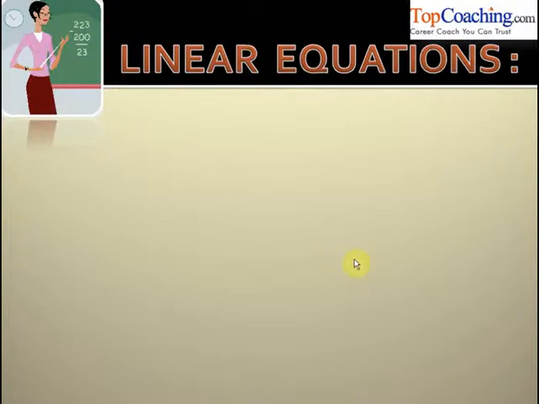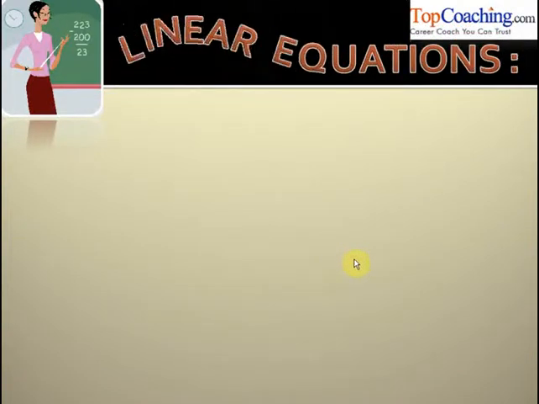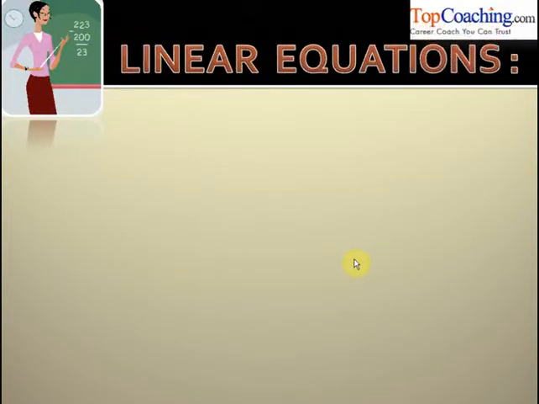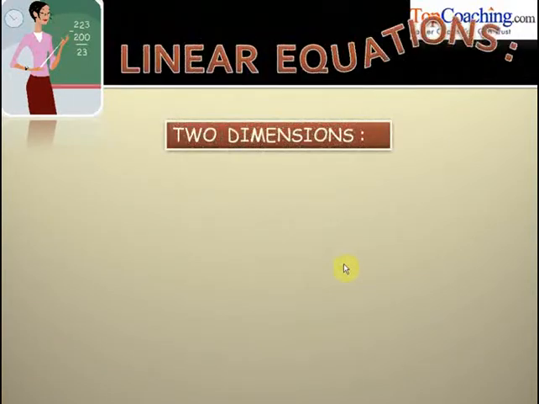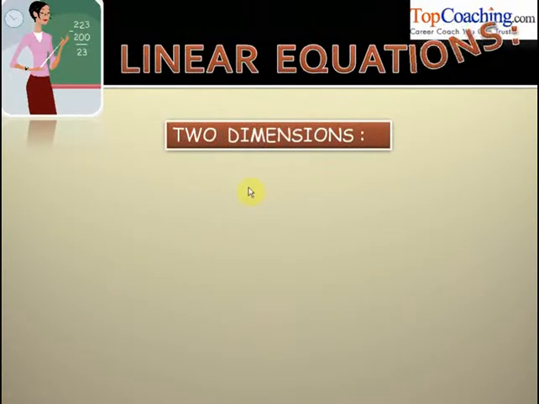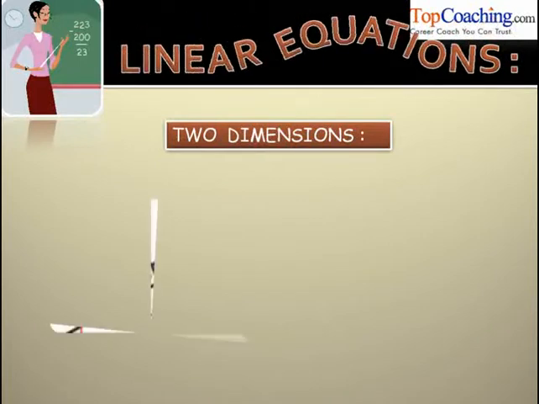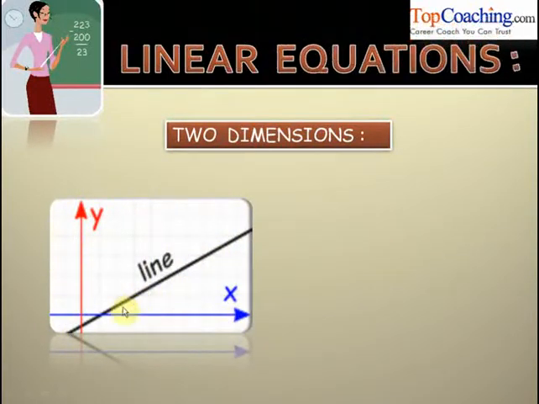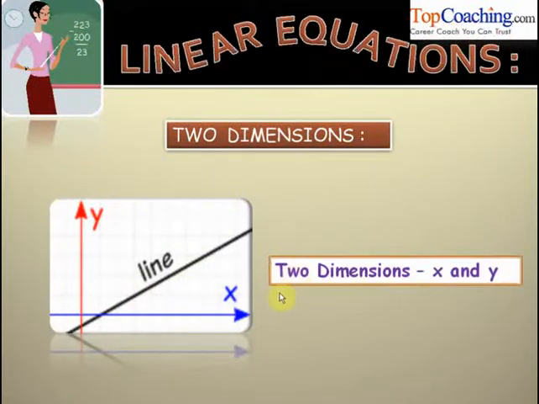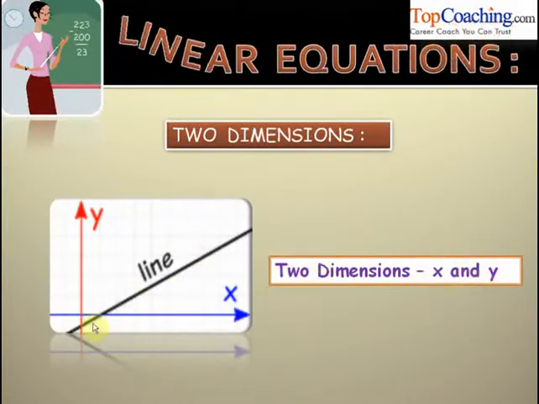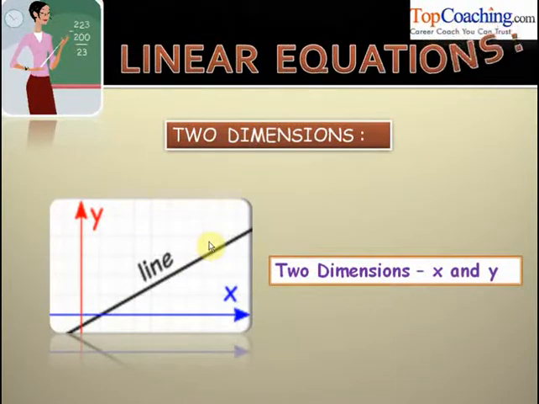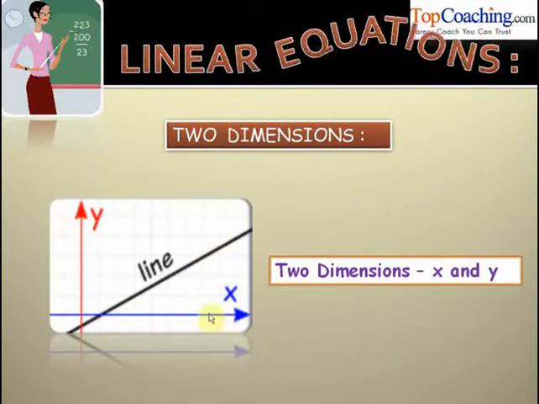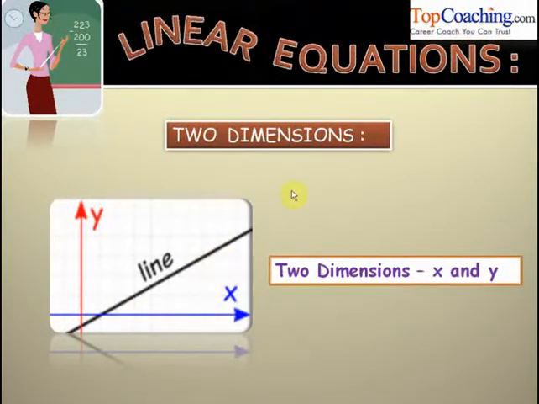So having introduced you to the world of linear equations, let's try to go into the depth of this chapter. A linear equation can be in two dimensions. For example, this represents a linear equation in two dimensions. That is, the two dimensions are x and y. So this line represents any linear equation in two dimensions, which is x and y.